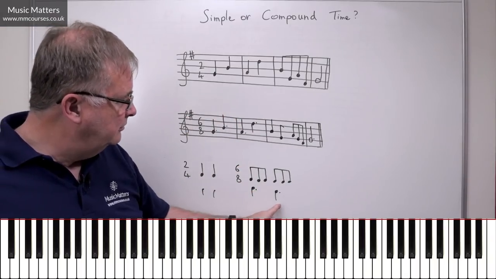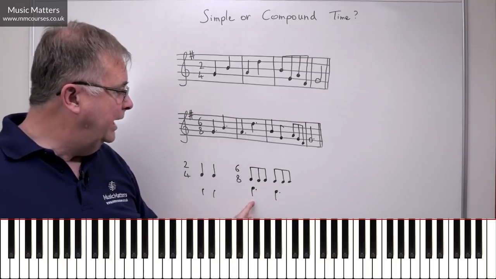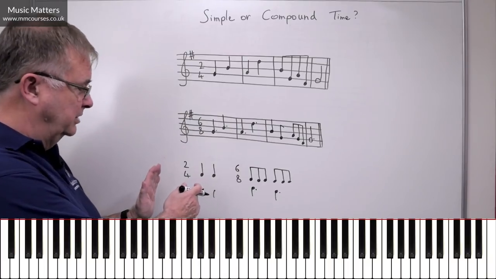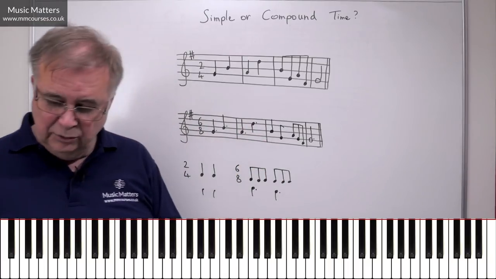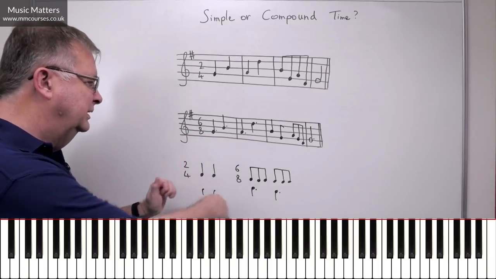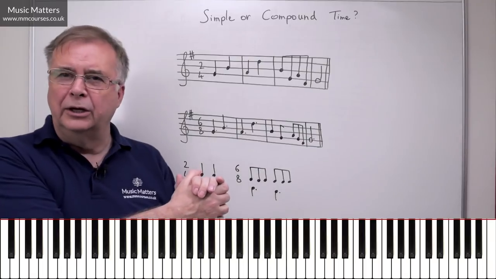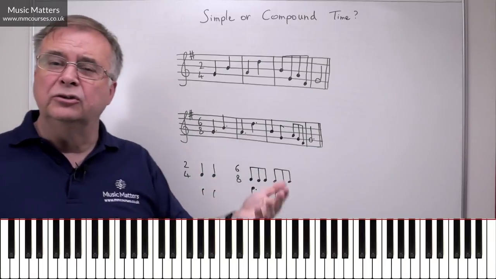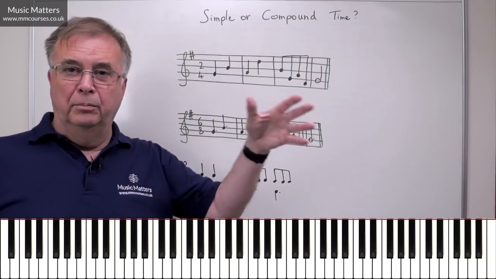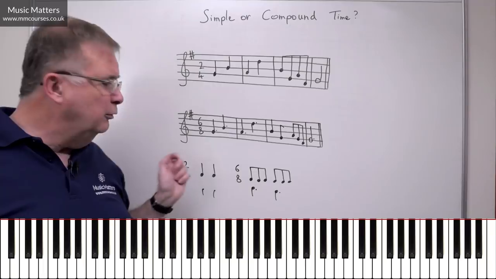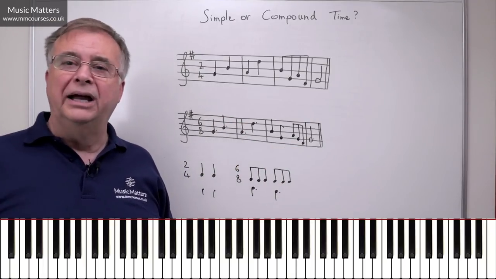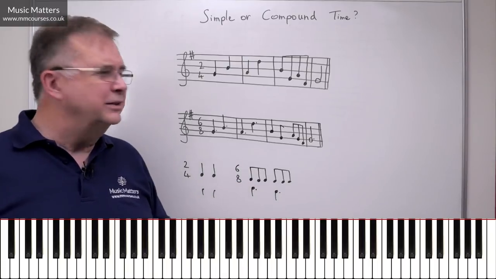What's the total value of each group of 3? It's this. How many of these beats have I got? 2. So 2-4 has got 2 beats in a bar. 6-8 has also got 2 beats in a bar. We call this simple duple and we call this compound duple. If I was in 3-4, I'd be in simple triple. 9-8, compound triple. 4-4, simple quadruple. 12-8, compound quadruple. You see how that works.